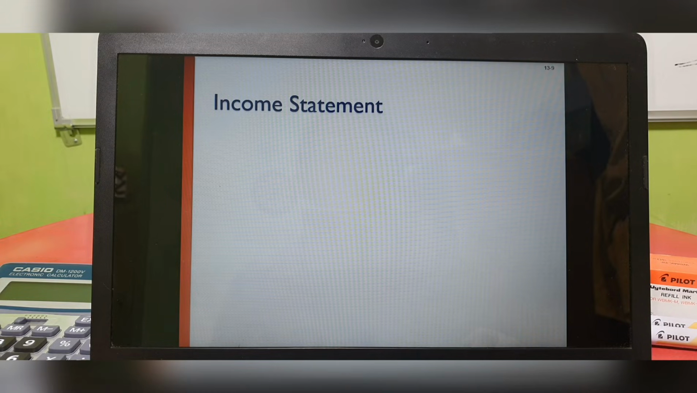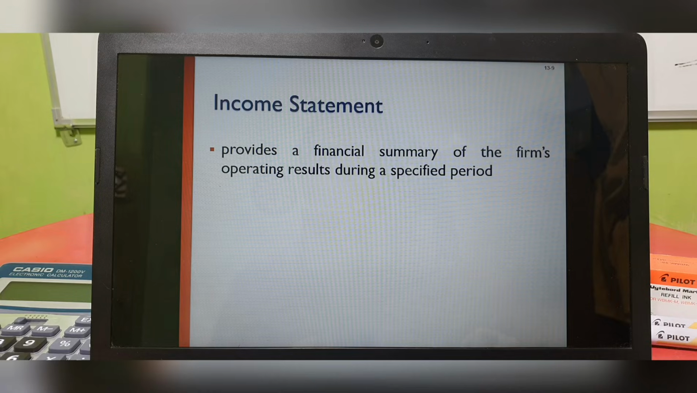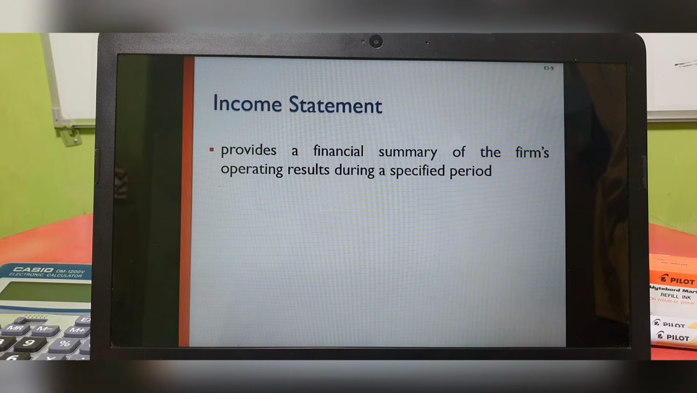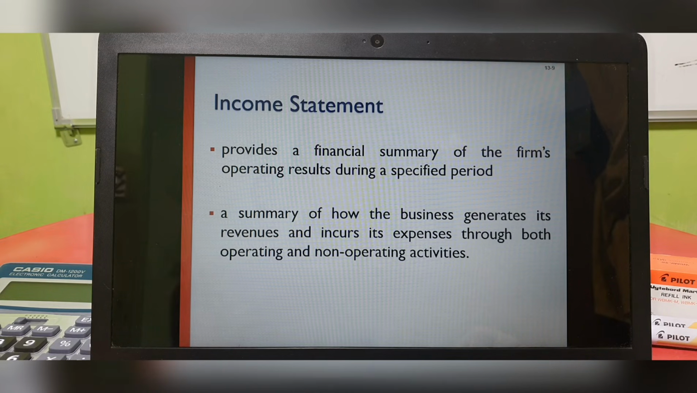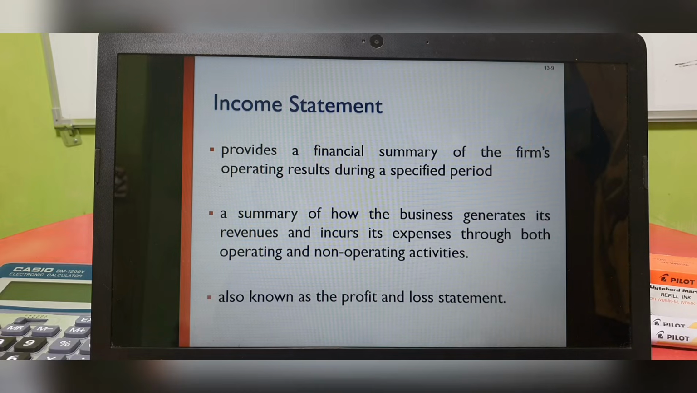Let's move to income statement. A quick review. This provides the financial summary of the firm's operating results. Dito mo makikita yung performance during a given period. So, you will see the summary of the revenue and the expenses through both the operating and non-operating activities. Ito ang parang report card ng mga managers. Kung ang mga estudyante, ang kanilang performance makikita sa mga grades nila, ang mga managers naman makikita sa profit and loss statement or income statement.